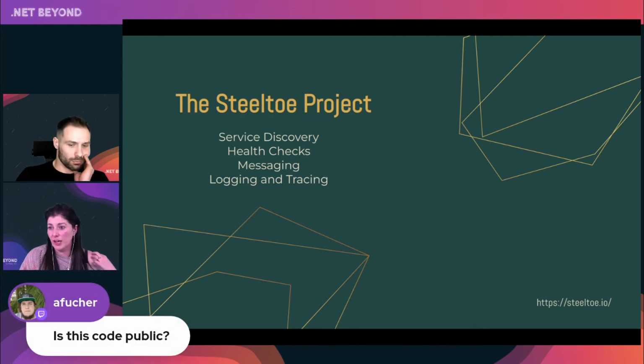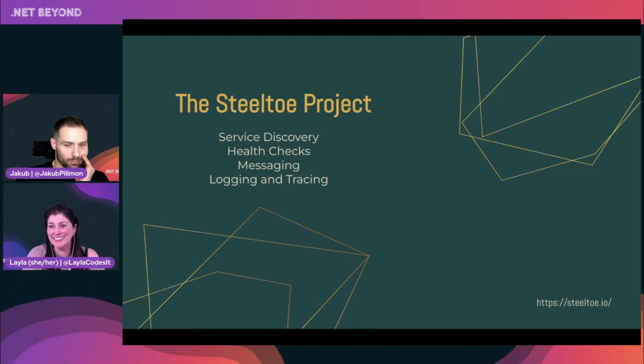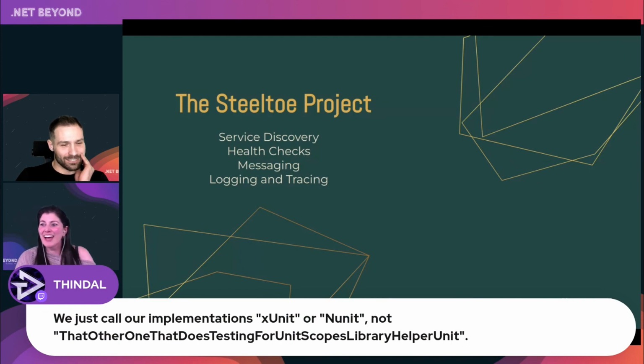Yes, the code is public. I will drop you the link right now. It's not documented. It's just my code. You'll have to deal with it, I'm afraid. The third name makes total sense to me. But the other one that does testing for unit scopes library helper unit, it's super descriptive. Yeah, it's great. Yeah. Naming things, huh?